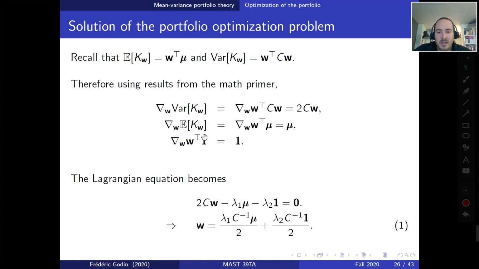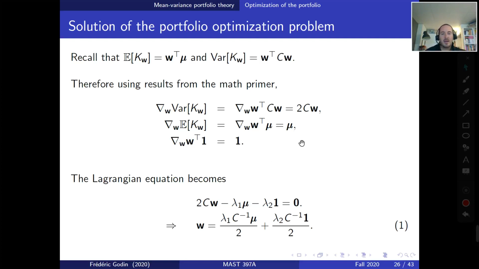The gradient for the expected return is the gradient of, as we just said above, W transpose mu. And in the math primer, we saw that the vectorial gradient of this expression is simply equal to mu. And finally, the gradient of the other quantity here, W transpose 1. So this whole guy was in the constraint to ensure that weights must sum to 1. Well, when we calculate its gradient, once again, it's simply equal to the second vector here, which is a column vector of 1.